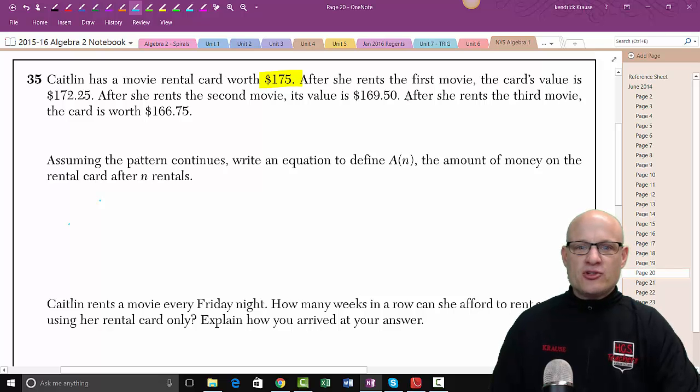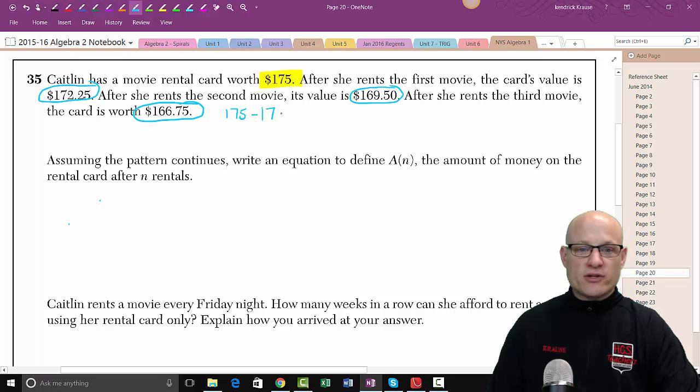All right. She rents the first movie and the card's value is this. And then she rents the next movie and now it's this value. Oh, this is your rental card. You can't even go to the movies. So what we got to figure out is what each of these movies costs. And it looks like it's a consistent amount.